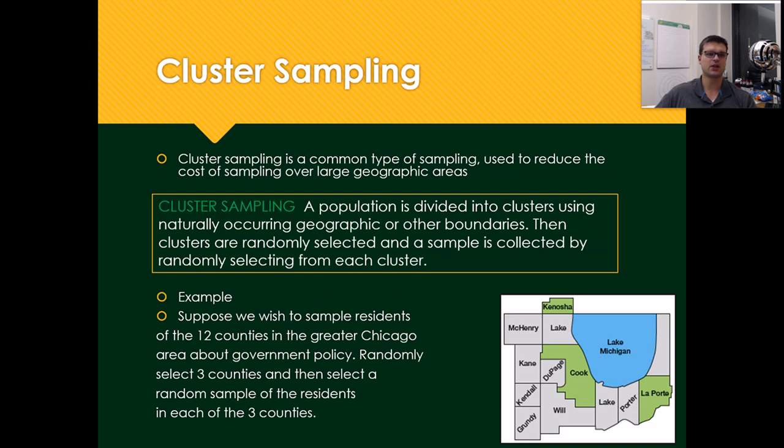So a cluster sample breaks up by area or by some sort of other boundary. For instance, right here we've got different counties, and we want to know information about individuals in each one of those counties. In Cook County, that's where Chicago is. And is Chicago going to be a lot different than, say, Kendall County or Grundy County? Yeah, they're completely different counties. And so the government policies shouldn't be the same in every single one of those clusters.